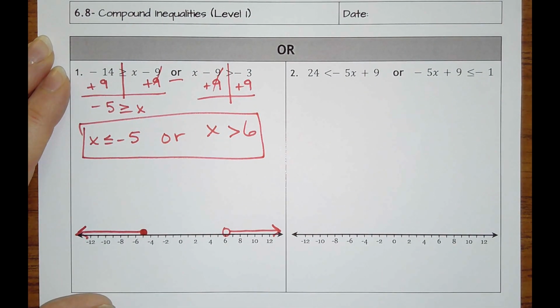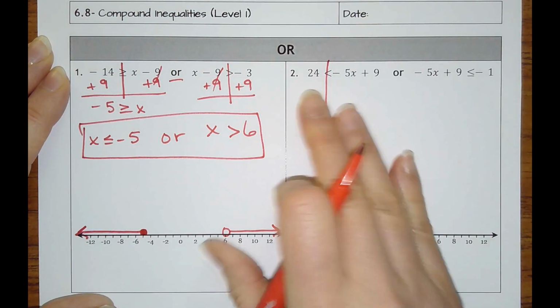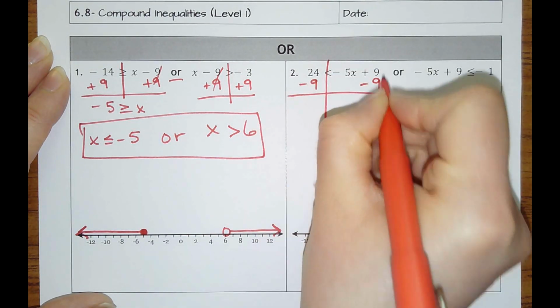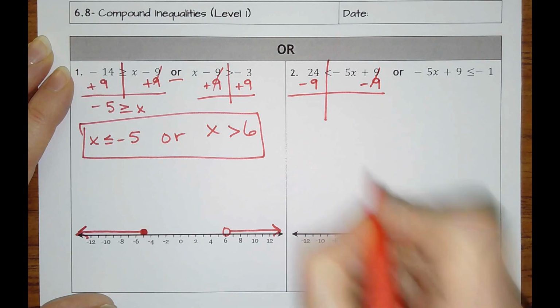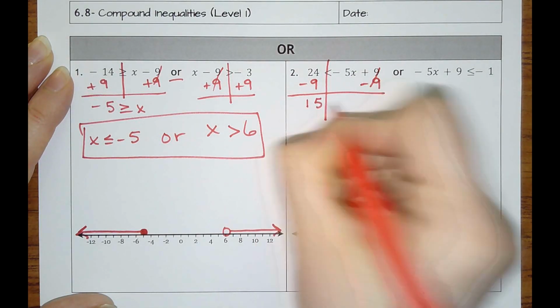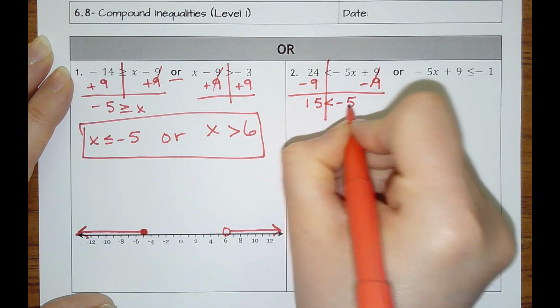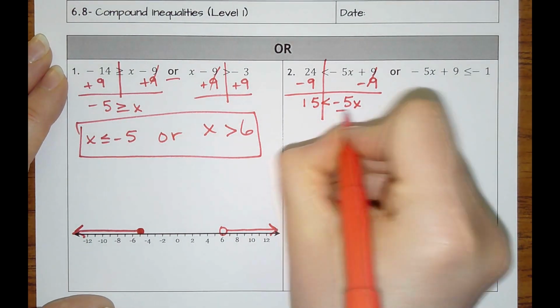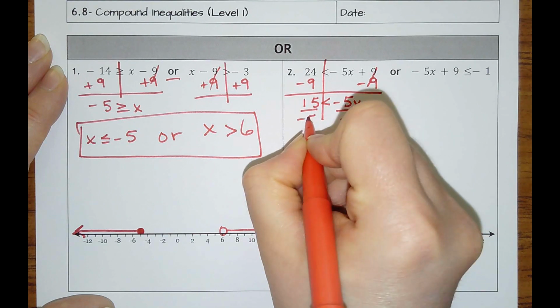So again, we just have two separate inequalities. We're just going to solve them. So I would subtract 9 on both sides. 24 minus 9 is 15 is less than negative 5 times x. Negative 5 times x. So I'm dividing by negative 5.